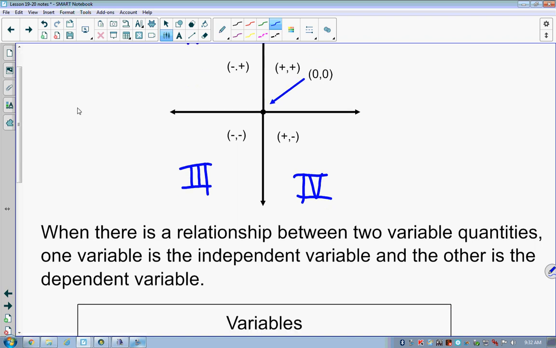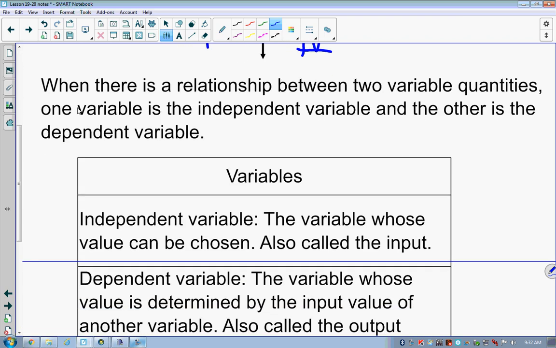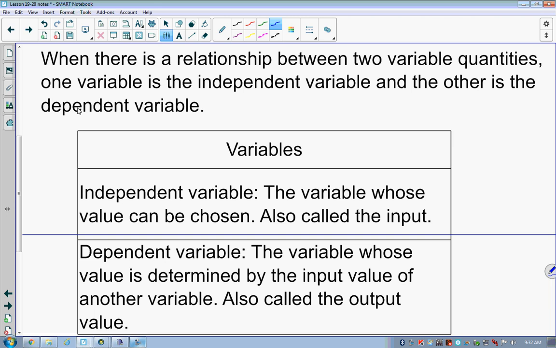Okay, when there's a relationship between two variable quantities, one variable is the independent variable, the other is the dependent variable, and this is how we plot information on a table, right? When it comes to this information, I don't know if we've talked about this or not, because I get lost in all the different math that I've got to do in a day. But in terms of x's and y's, x is my input, y is my output, right? So we have about 3 phrases that get used that all mean the same thing.